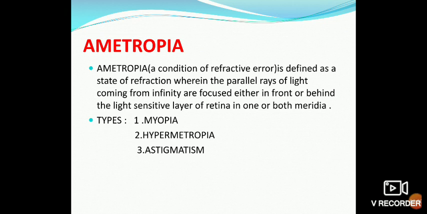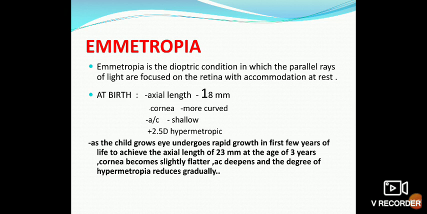So what is ametropia? Ametropia is defined as a state of refractive error wherein the parallel rays of light coming from infinity are focused either in front of or behind the light sensitive layer of the retina in one or both meridians. So ametropia is nothing but a refractive error. There are different types of refractive error. One is myopia, second is hypermetropia, and third one is astigmatism. Okay. So what is emmetropia? Emmetropia is a state of no refractive error.